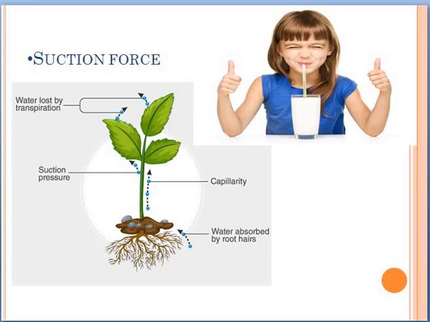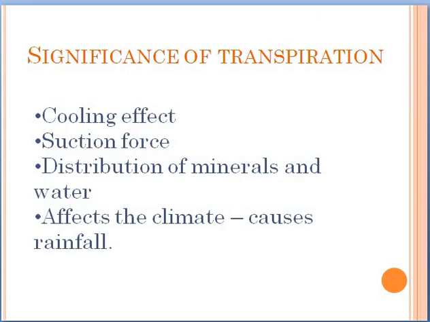Okay, so that is the second importance of transpiration. So what is the first one? Cooling effect. Second one, suction force. And then the third one, distribution of minerals and water. Because suction force is being created, the water is being pulled up, and then that's because of this distribution of minerals and water is occurring in the whole plant. And then it affects the entire climate, and that causes the rainfall.